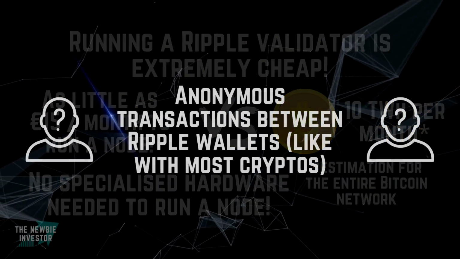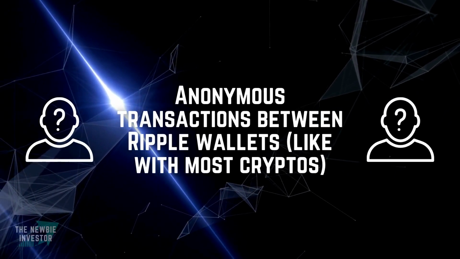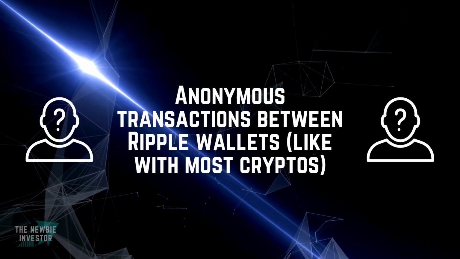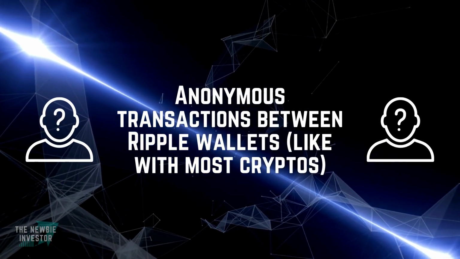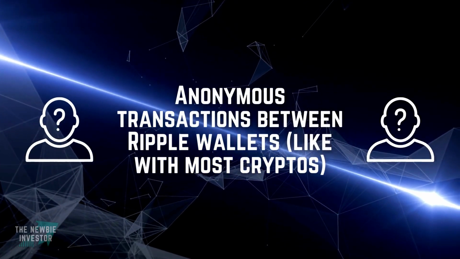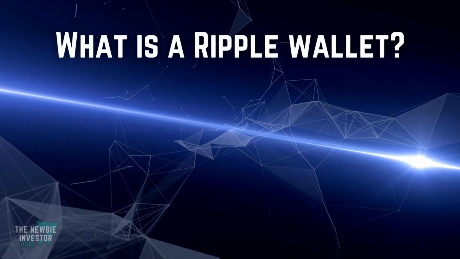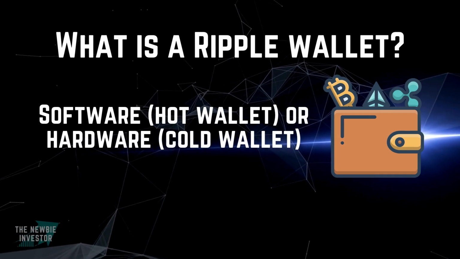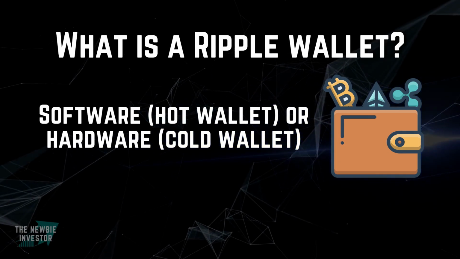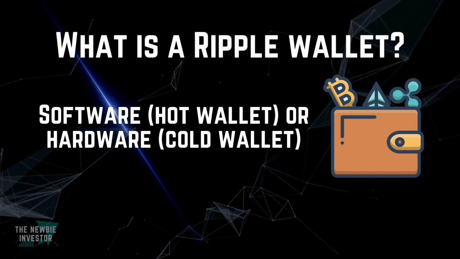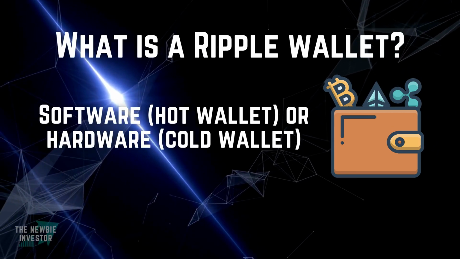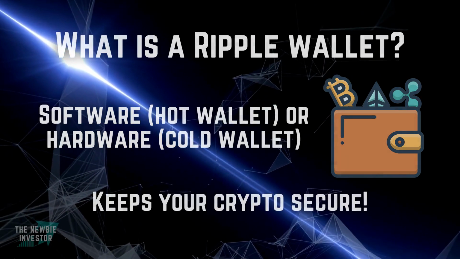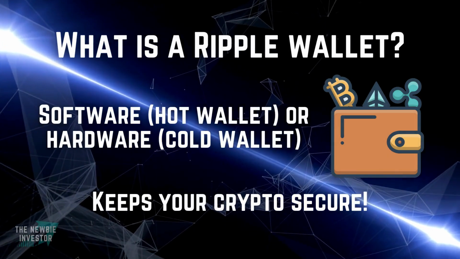Finally, none of the transaction data on the Ripple network is linked to the ID or account of the business or individual, so the transactions between Ripple wallets are essentially anonymous. That is the case with most cryptocurrencies, to be fair. If you're wondering what a Ripple wallet is, well, it's essentially a piece of software or hardware, also known as hot or cold wallets, which allow you to securely store your cryptocurrency. Some wallets are specific to your cryptocurrency, others can be used for a different variety, but the main point is that they hold your cryptocurrency nice and safe.